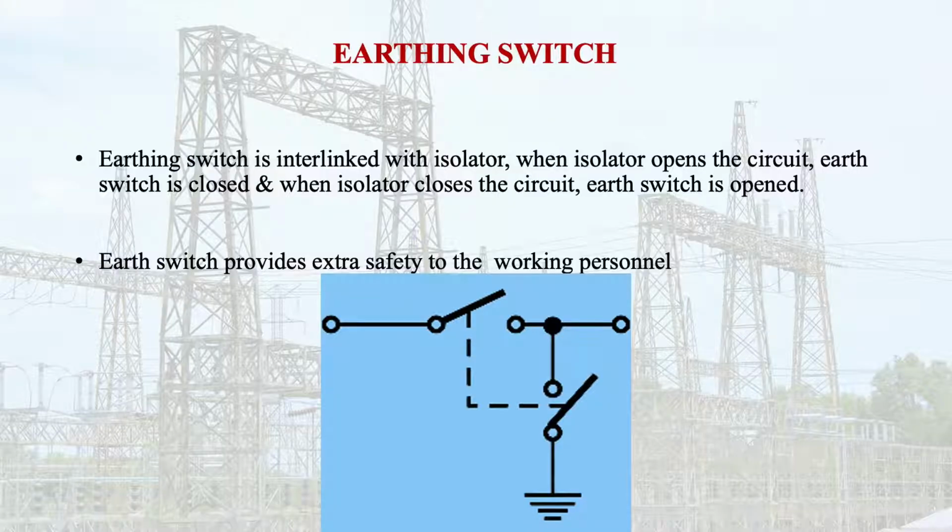So the earthing switch is interlinked with the isolator. When the isolator opens the circuit, the earthing switch is closed, and when the isolator closes the circuit, that means the system is working, then the earth switch is opened. So the earth switch provides extra safety to the working personnel and the system.